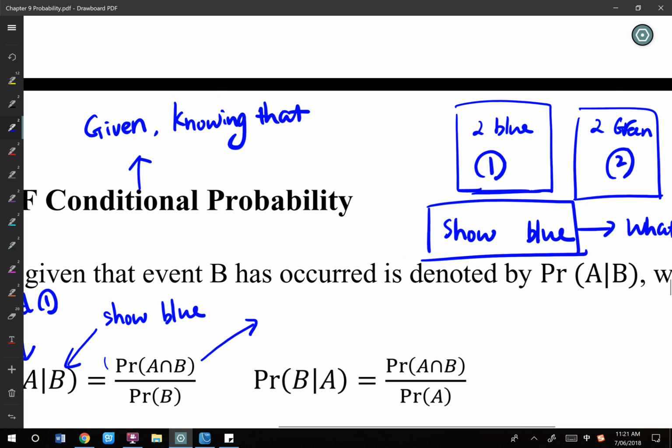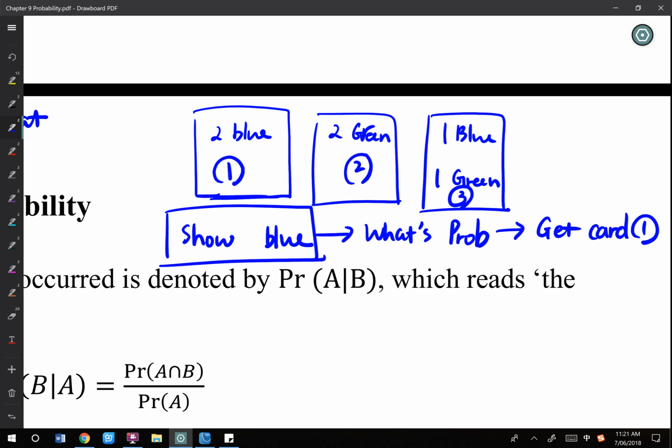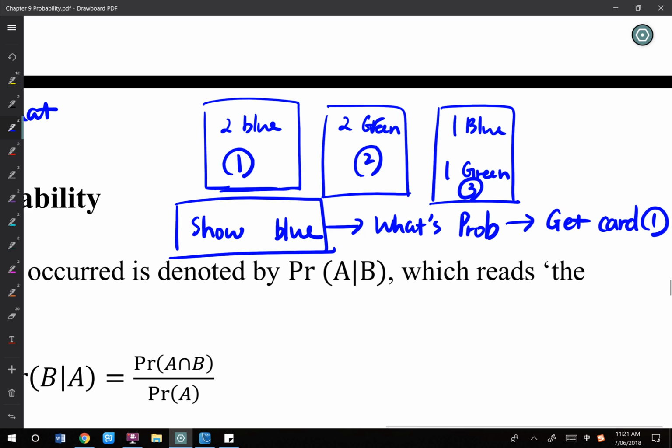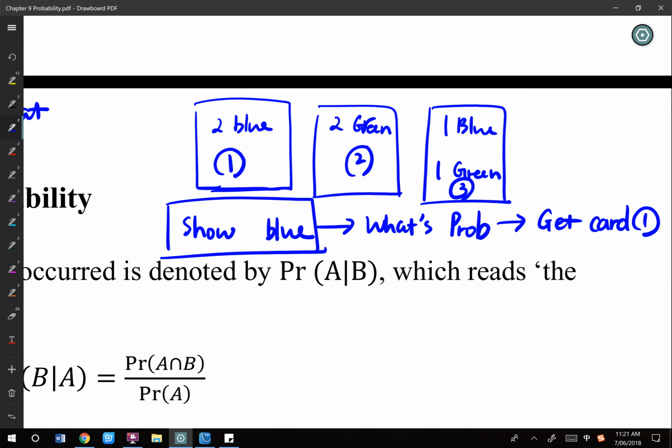Okay, I have one side blue. Which two cards have I talked about? 1 or 3, right? So for event B, I can have either card 1 or card 3. Showing two sides blue, which card am I talking about? Card 1. So event A is 1, and event B is 1 and 3. What's the intersection between that?